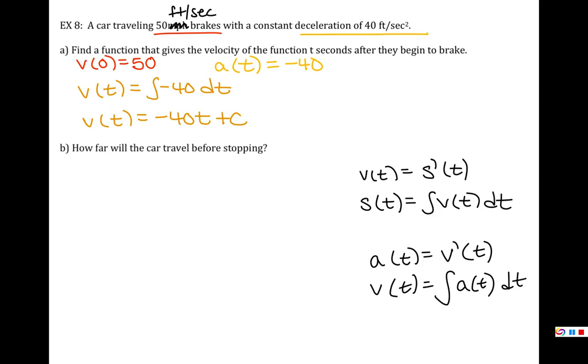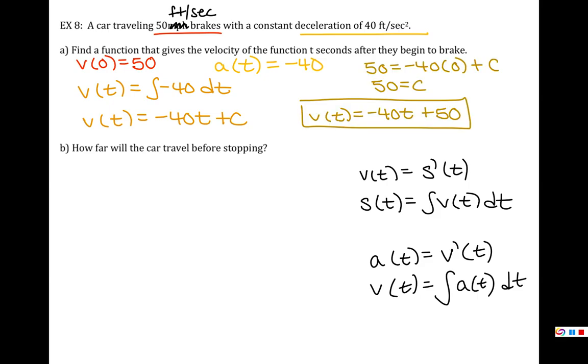We can figure out what that constant is using the fact that when t is 0, the velocity is 50. So I plugged in 0 for t and 50 for v, and I ended up getting that constant c is 50. So my velocity equation is negative 40t plus 50. It's basically describing a car that's going 50 feet per second, slowing down by 40 feet per second.